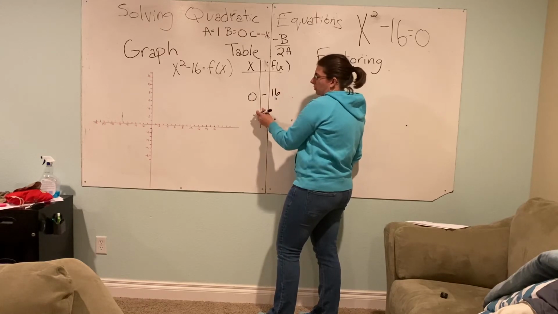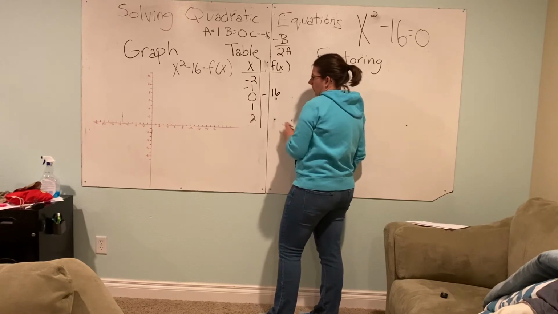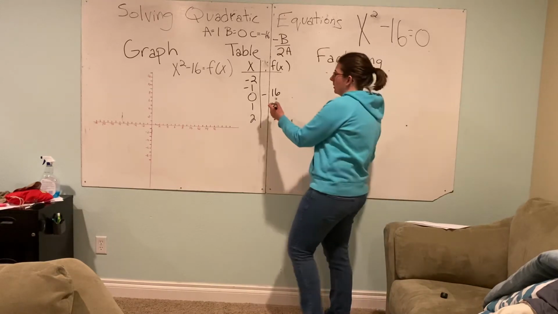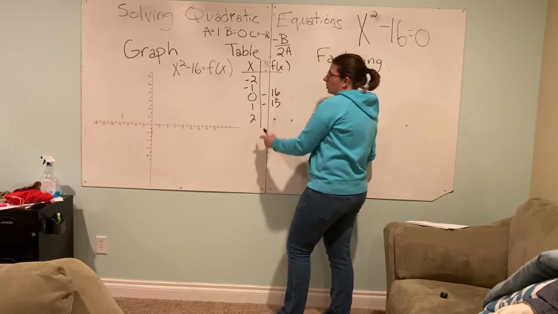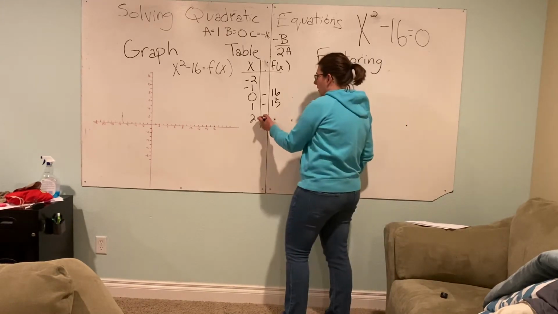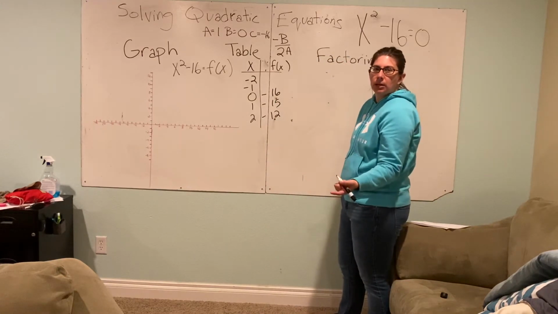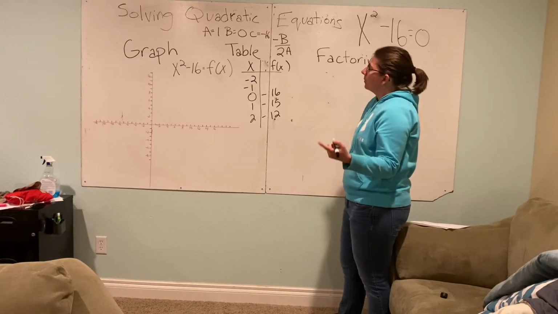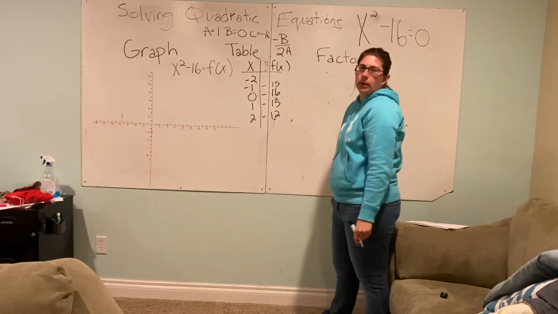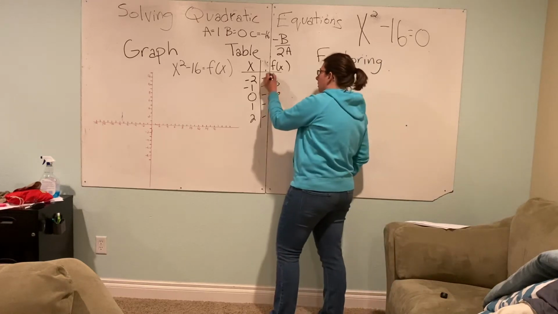We're going to choose two values above and two values below. Okay. 1 squared is 1. 1 minus 16 is going to be negative 15. 2 squared, 2 times 2 is 4. 4 minus 16 is going to be negative 12. Put a negative 1. Negative 1 squared means negative 1 times negative 1, so that's actually positive 1. 1 minus 16 is negative 15. Negative 2 squared, negative 2 times negative 2 is 4. 4 minus 16 is negative 12.